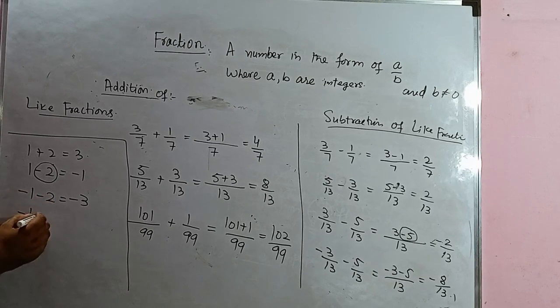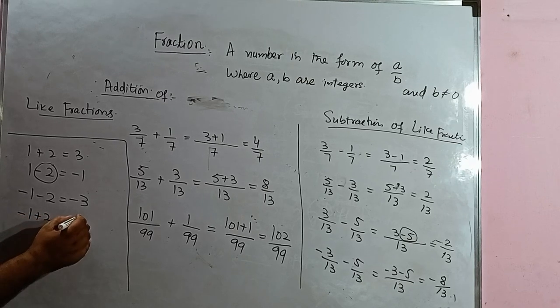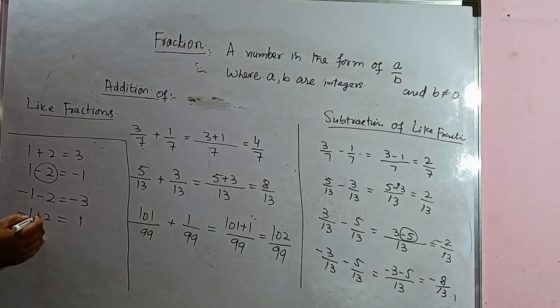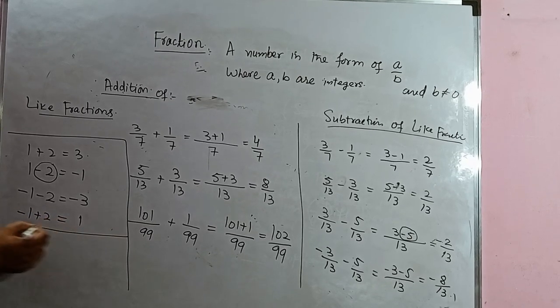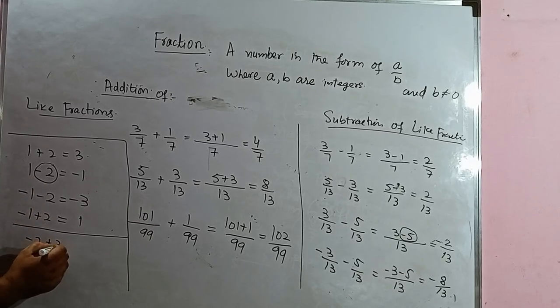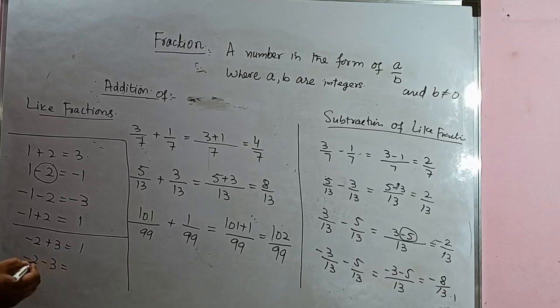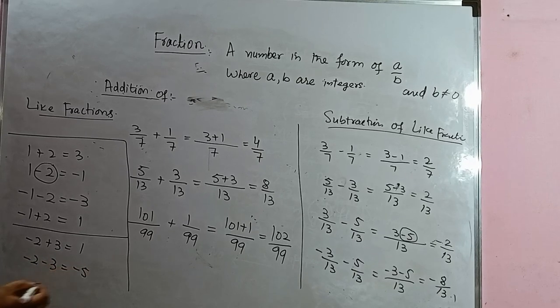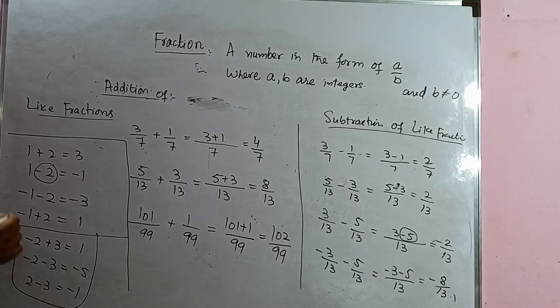If it is minus 1 plus 2, I need to do the subtraction. 2 minus 1 is 1, but you can see the sign with the bigger number is plus, so it is plus 1. Once more I will give you an example. If I have minus 2 plus 3, it is plus 1, because the bigger number has the plus sign. If it is minus 2 minus 3, then it is minus 5. If it is 2 minus 3, then it is minus 1. You can see from these examples.